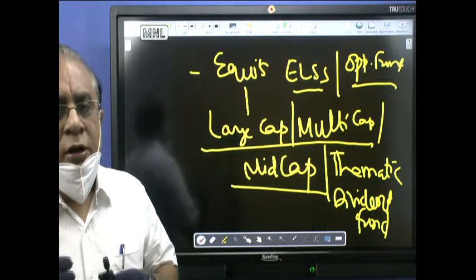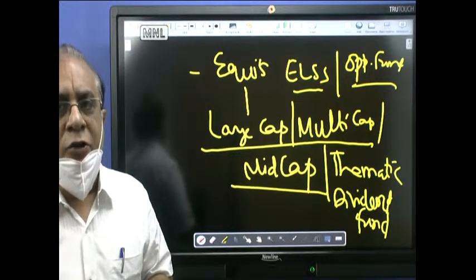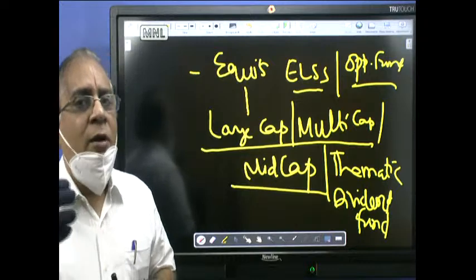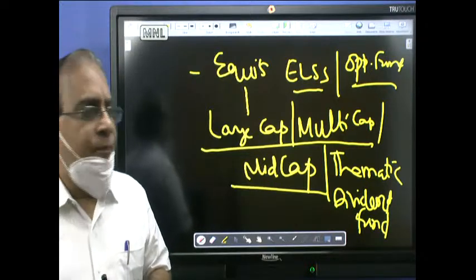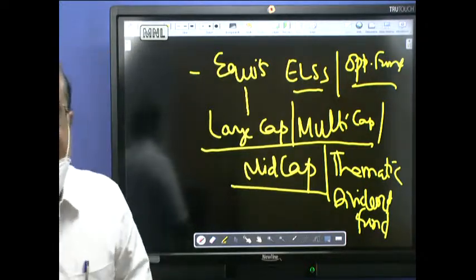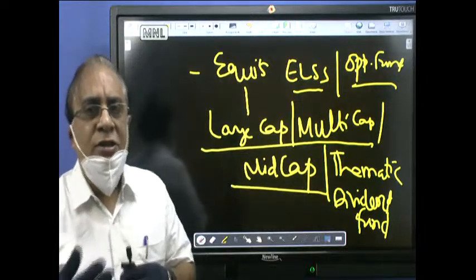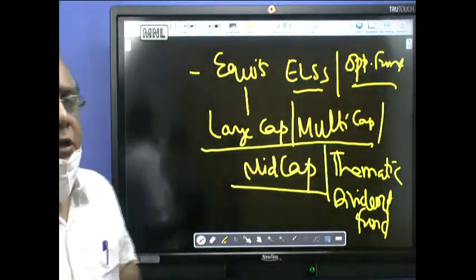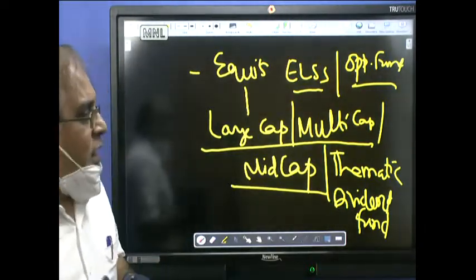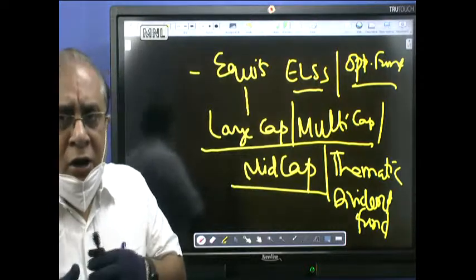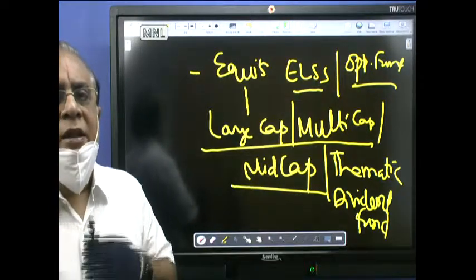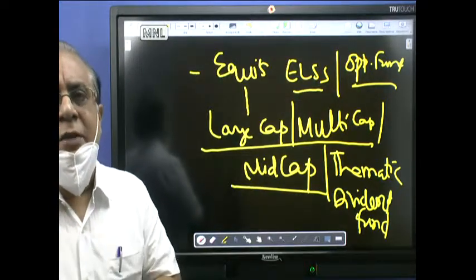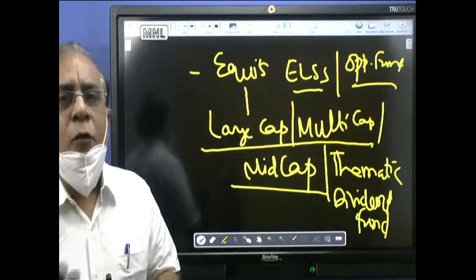If they were loaded with more PSU banking stocks in the last couple of years, the return would probably have been average to poor. But if they had loaded themselves with IT stocks, Reliance, Asian Paints and that type of stocks, the return would probably have been much higher. So large cap and multi-cap funds generally try to beat the index, to give a return slightly better than the index, at least by 3 to 4%.